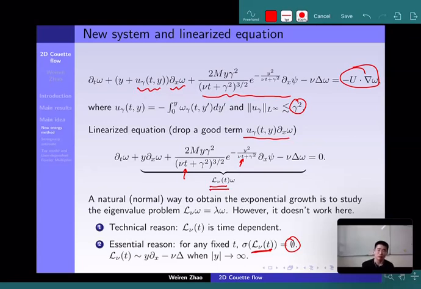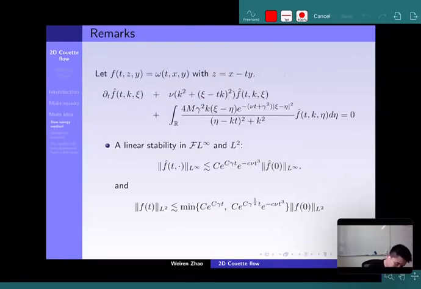So you can formally think about this operator behaves like the area operator as y goes to infinity. And for this area operator in the whole space setting, you cannot find any eigenvalues or spectrum. So these are two difficulties we need to overcome.